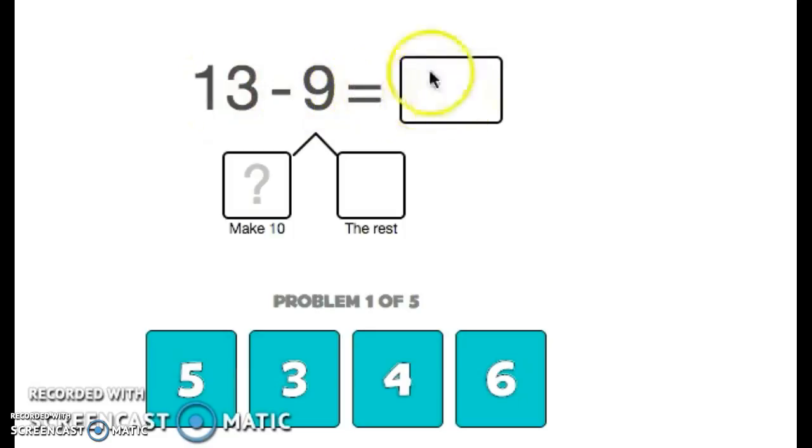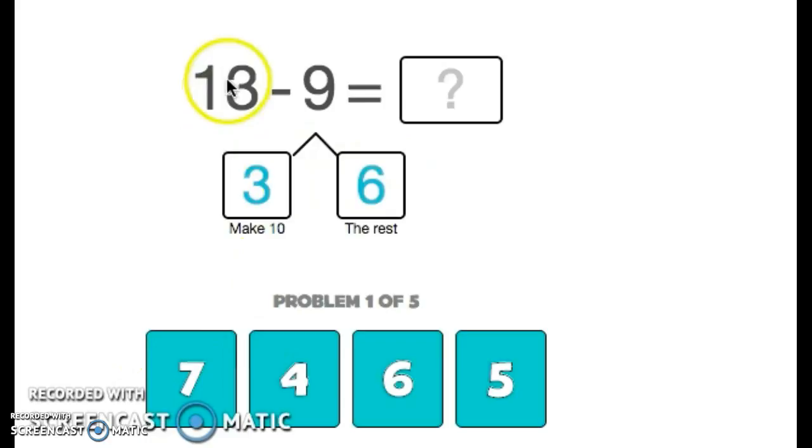We are going to make a 10 by breaking down the second partner so that the first partner makes a 10. To word this so it makes a little bit more sense, we know that 13 take away 3 is 10. Then we know that we broke away 9 to the partners 3 plus the rest. So 9 is equal to 3 plus 6. Students can figure out in their head that 13 take away 3 is 10. We know that 10 take away 6 is 4.